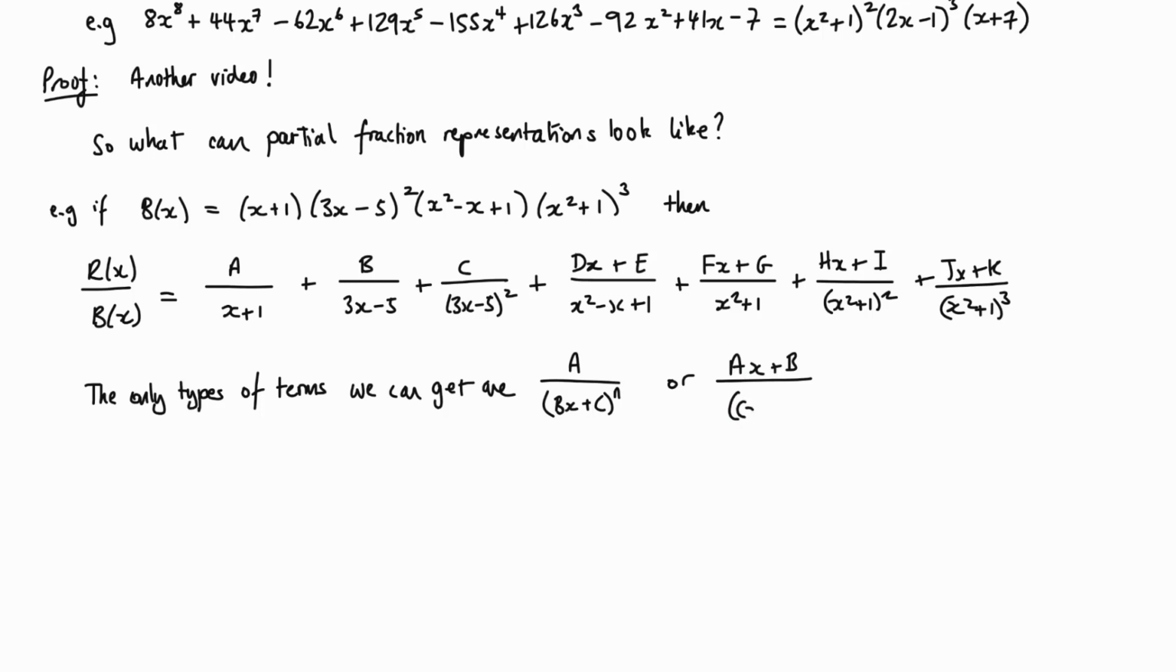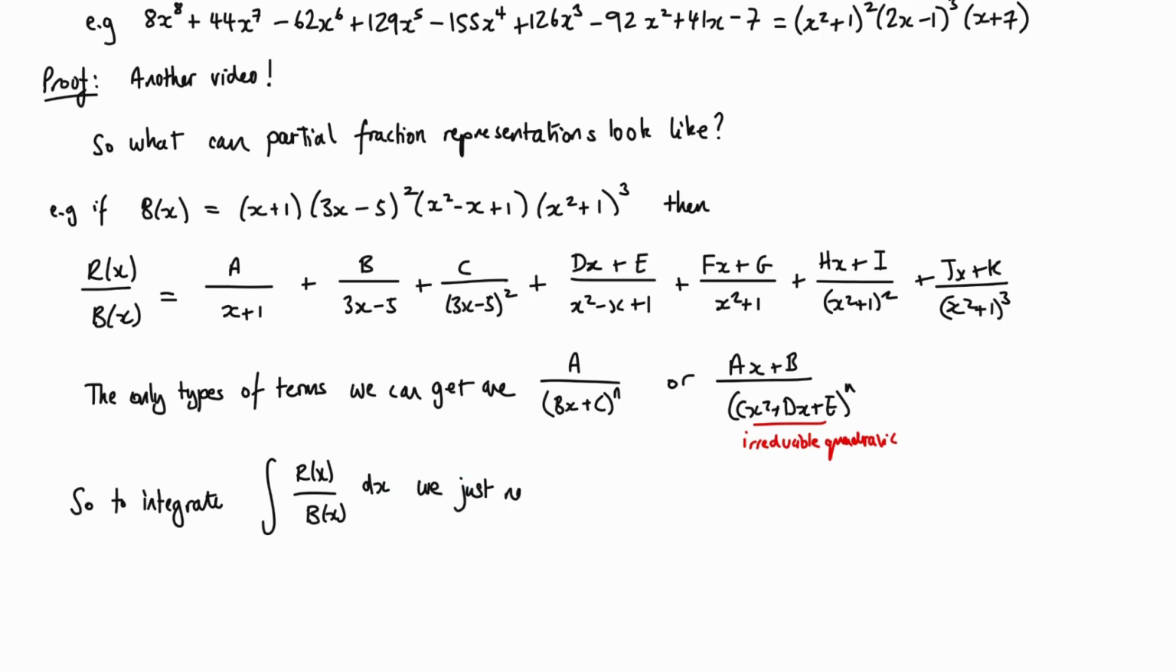But really, the important thing to notice here is that the only types of terms that we can get out here are things like A over (bx plus c) to the n, i.e. a linear term raised to a positive integer power, or I can get a linear term over an irreducible quadratic to a positive integer power. And in this case, of course, it could be that either a or b are 0 for the quadratic, but that's our general form. So if we can integrate all of those types of terms, then we'll be able to integrate our r of x over b of x, and then we'll be done.